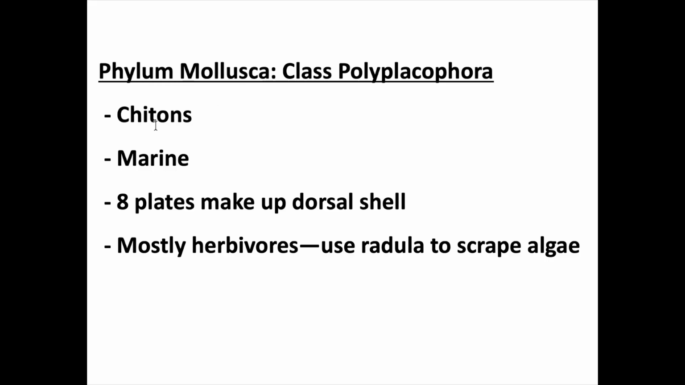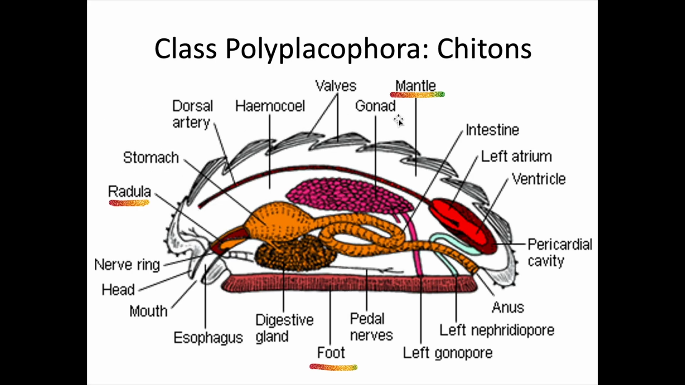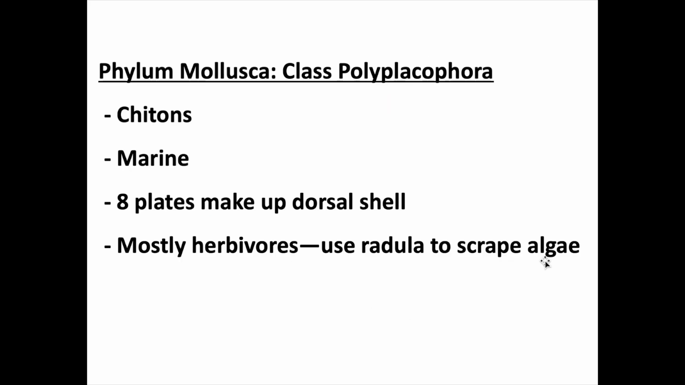So these are called chitons. They're marine. 8 plates make up this dorsal shell. And they're mostly herbivores. So don't sweat all the crazy detail labeled here, but we see some of the familiar stuff. There's the foot, there's the mantle, here's the radula, and when we talked about radula last time, it's doing exactly what I said it did. It's using this radula to scrape algae. So yeah, that's all I want to say about chitons in class Polyplacophora.